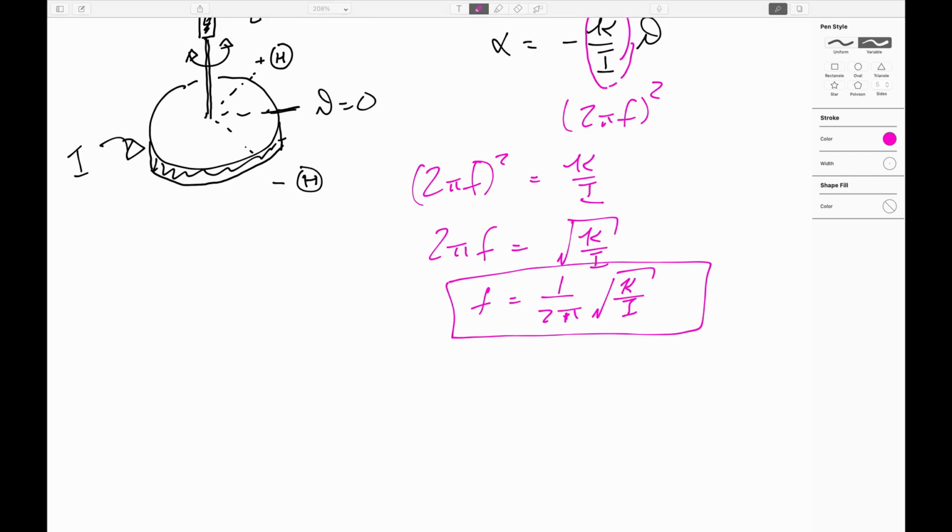So like I said, I'm not really making a big deal of this, but I was using it more as a lead-in to thinking about the physical pendulum, which is something a little more practical.